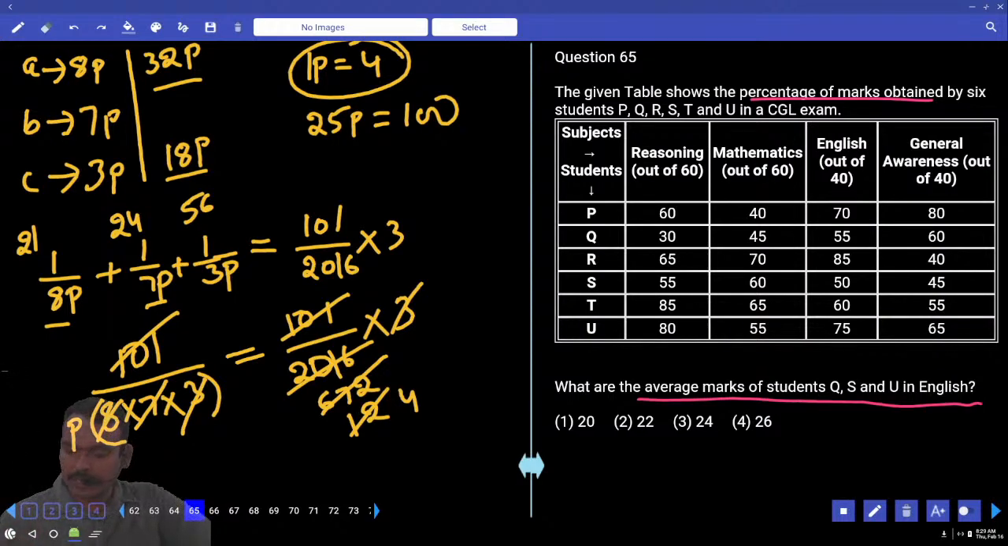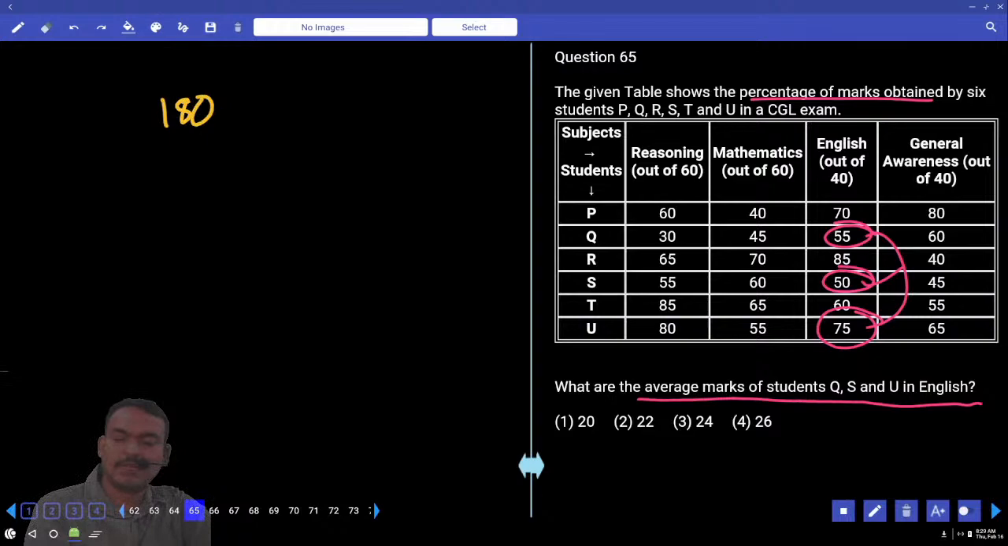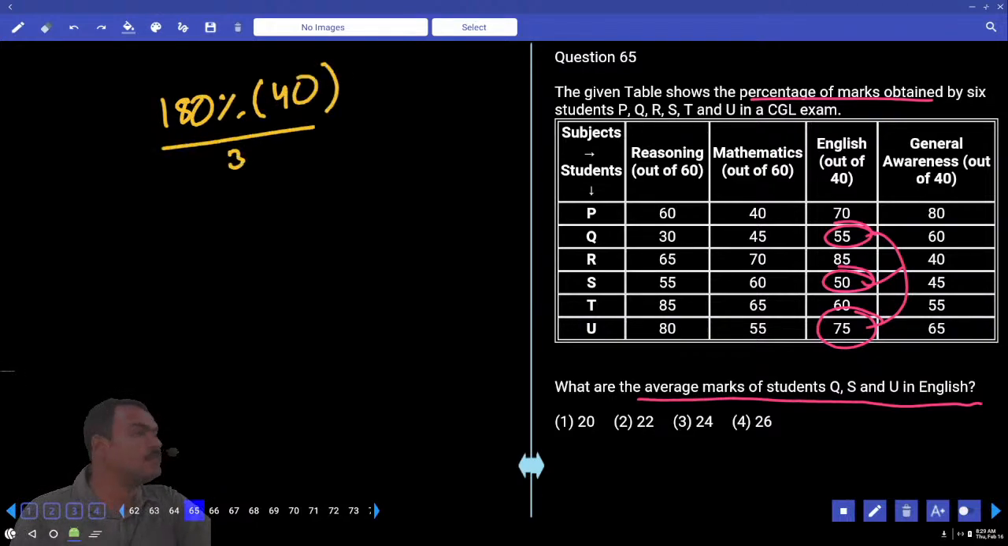Okay. First one, Q, how much percent is getting? 55%. S is how much percent? 50%. U, how much percent? 75. 75 plus 55, 130, no? 130 plus 50, 180. 180% of how many marks? 40. Average means divide by 3, or not? 180 by 3, how many times? 60, or not? What is 60% of 40? 24.